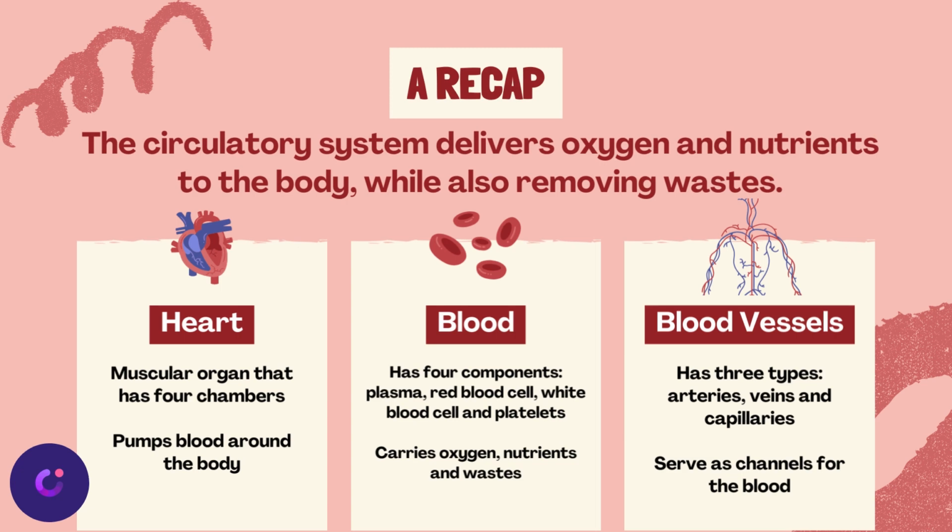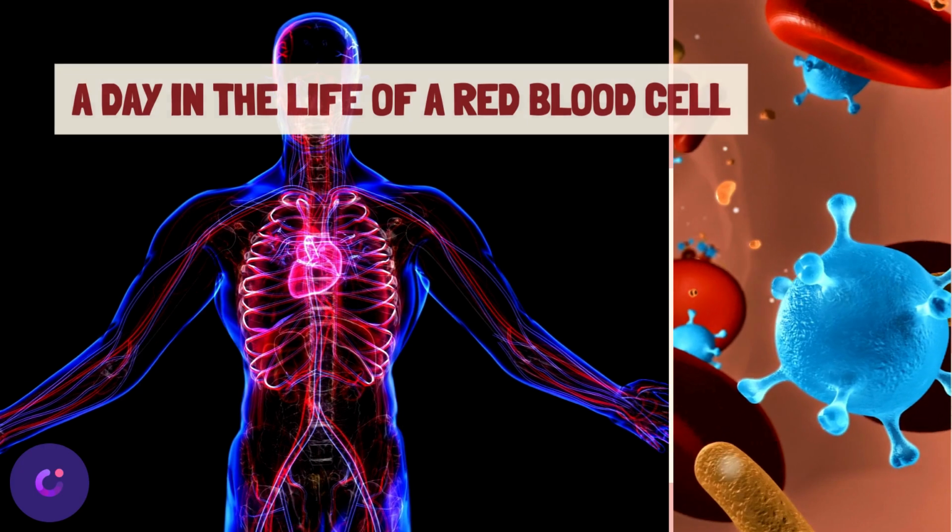Heart is the muscular organ that has four chambers and pumps blood around the body. And blood has four components: plasma, red blood cells, white blood cells, and platelets. It carries oxygen, nutrients, and waste. Blood vessels have three types: arteries, veins, and capillaries, which serve as channels for the body.